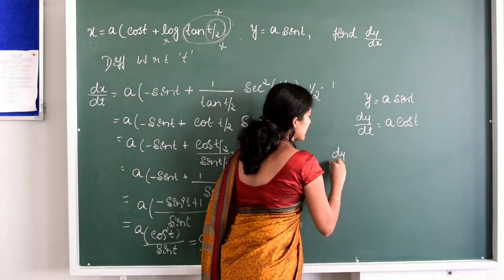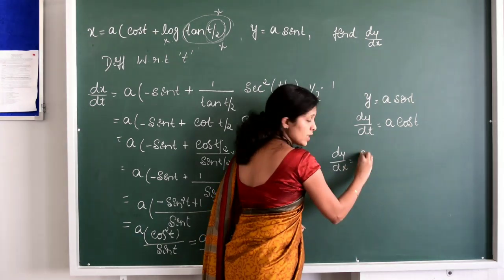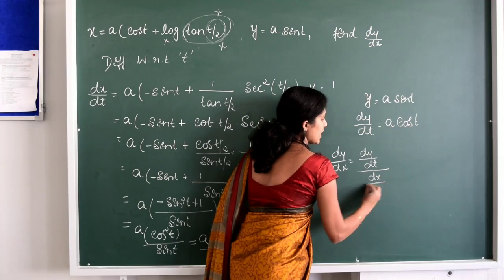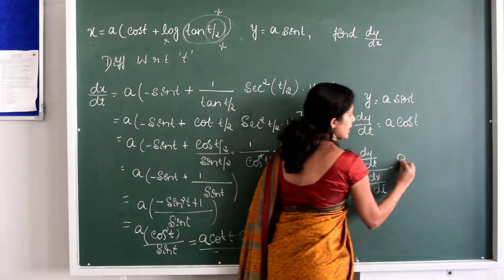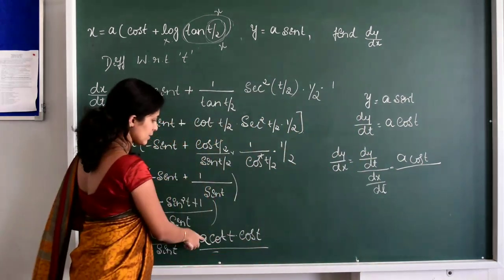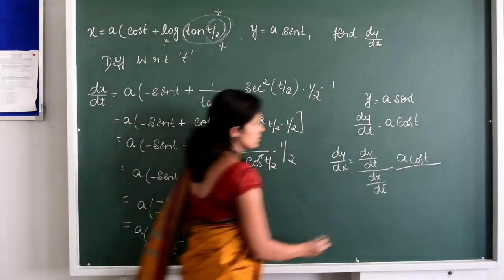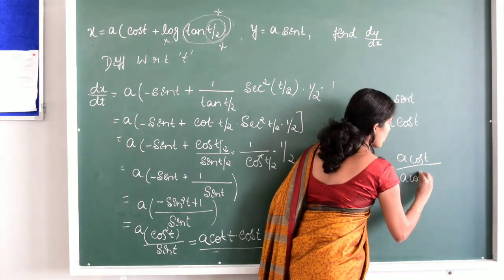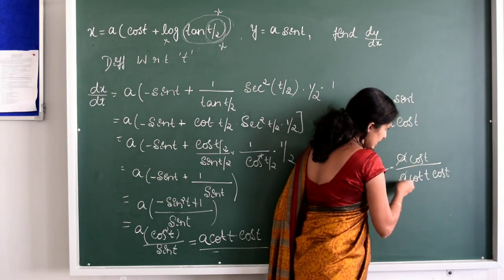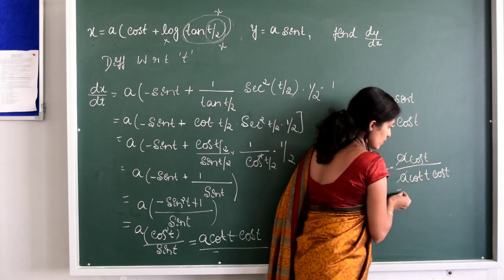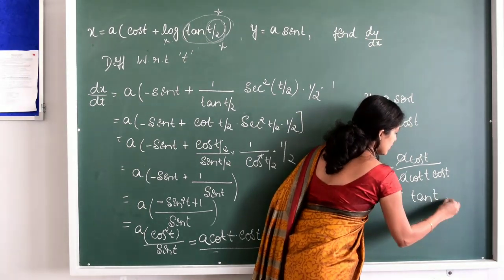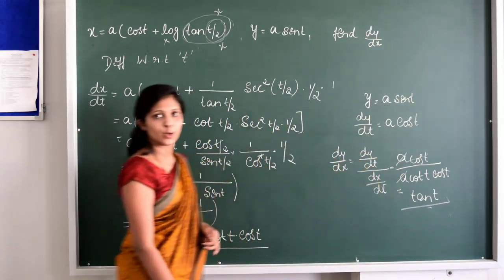So we will substitute this. dy by dx is equal to dy by dt whole divided by dx by dt. What is dy by dt? a into cos t, divided by dx by dt, which is a into cot t into cos t. So we can cancel a and a, and cos and cos will be cancelled. 1 by cot t will be equal to tan t. So the derivative of the given function is tan t. I hope you understood this one.